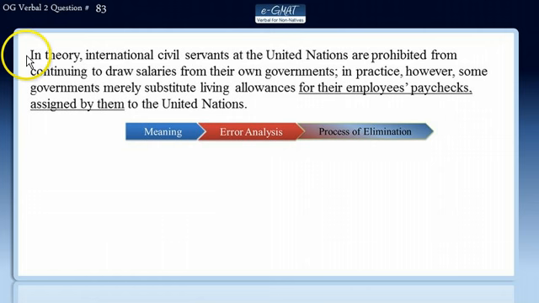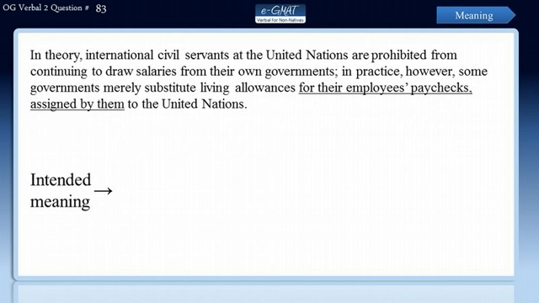So let's begin. In theory, international civil servants at the United Nations are prohibited from continuing to draw salaries from their own governments. In practice, however, some governments merely substitute living allowances for their employees' paychecks assigned by them to the United Nations. Let us first infer the intended meaning of this sentence.